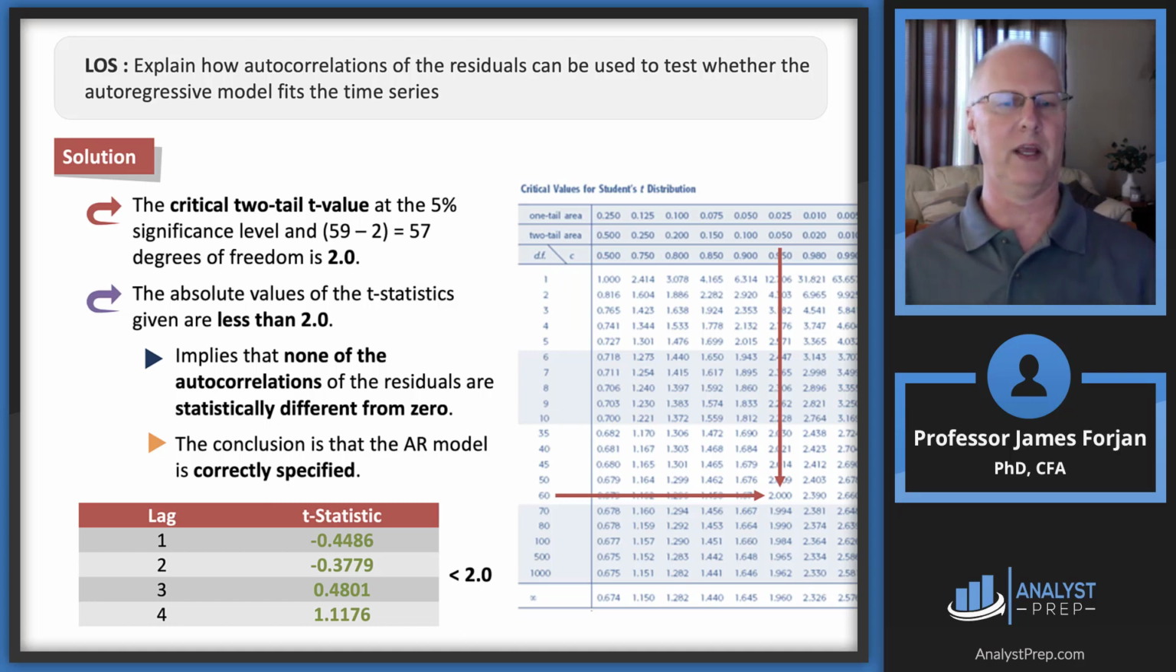So what are we saying here? The critical value is 2, and our test statistics are all under 2 in absolute value, of course, right? And so notice this implies that none of the autocorrelations of the residuals are statistically different from 0, and the conclusion is that the AR model is correctly specified. So then we can go ahead and make some inferences based on this model.